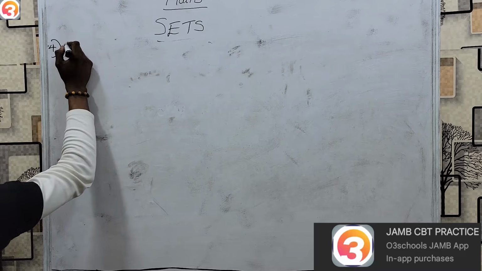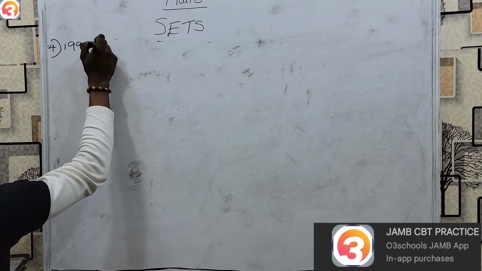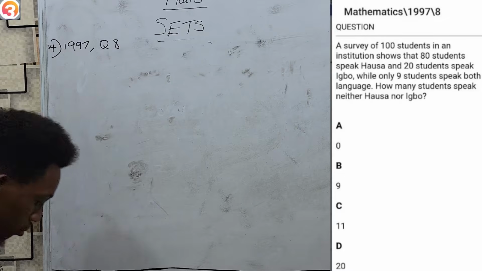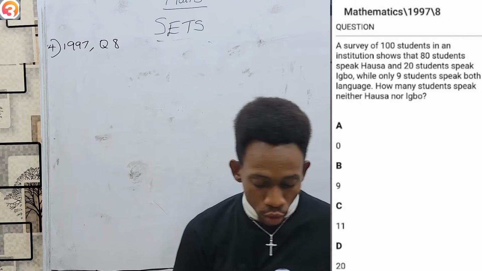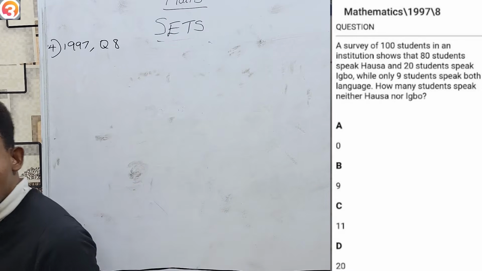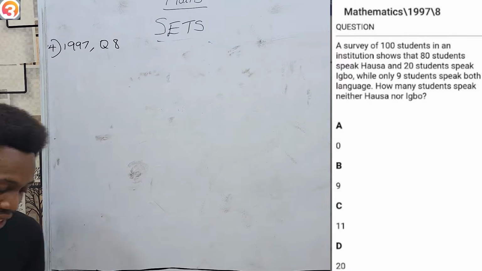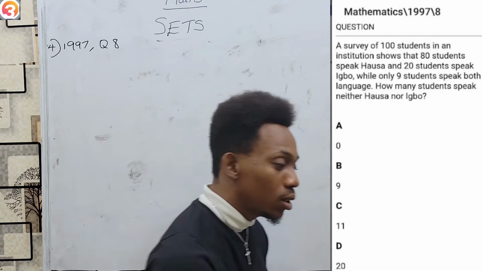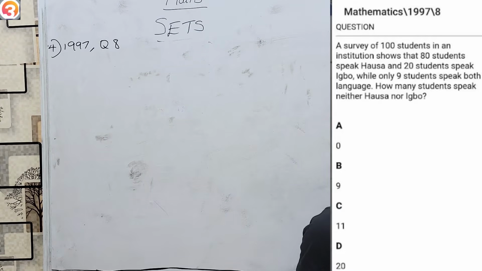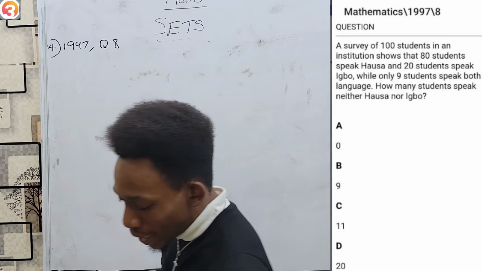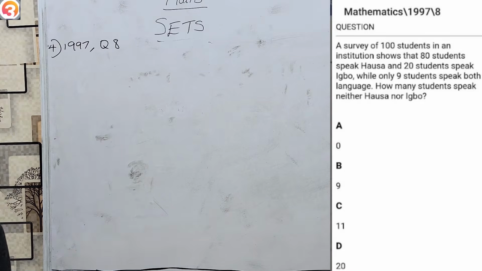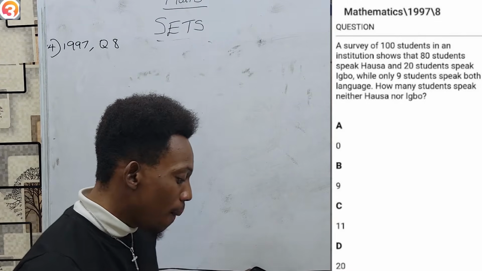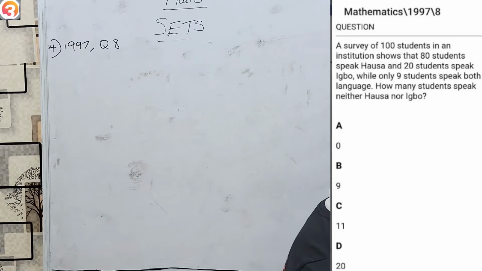So this is still the same year, 1997, but now question 8. It says a survey of 100 students in an institution. That means all the students in the institution are 100. The number of elements in my universal set is 100. The survey of these 100 students shows that 80 speak Hausa and 20 speak Igbo, while only 9 speak both languages. How many speak neither Hausa nor Igbo?